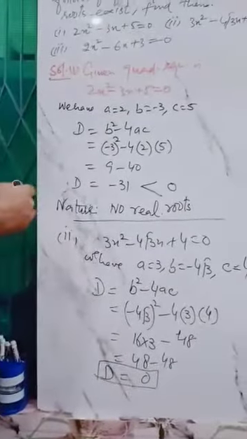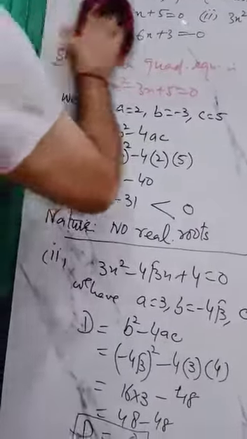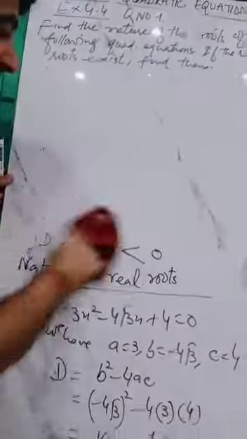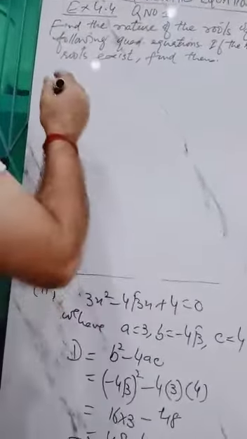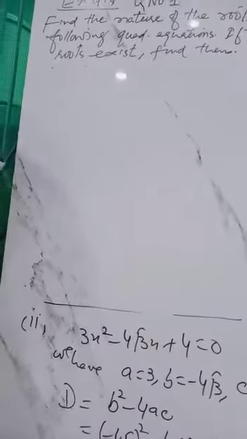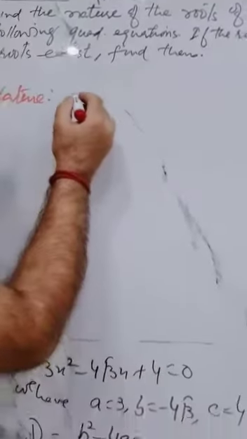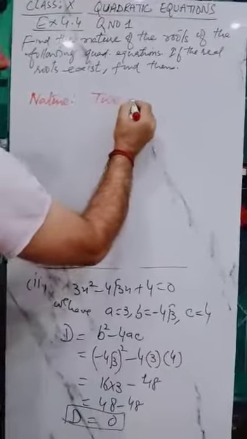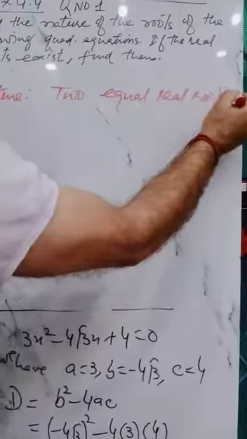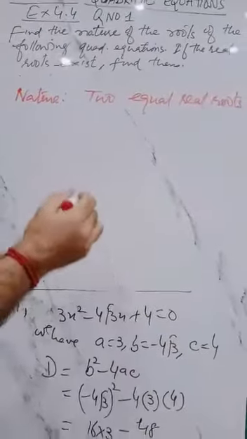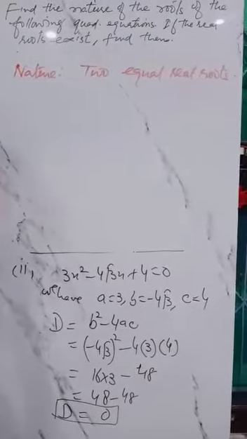If the discriminant comes out 0, what will be the nature? The nature will be two real equal roots. So roots exist, and the nature is two equal real roots. The roots will be equal. If one root is 2, then the other will also be 2. So let us find the roots now.